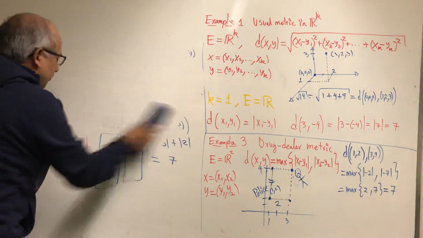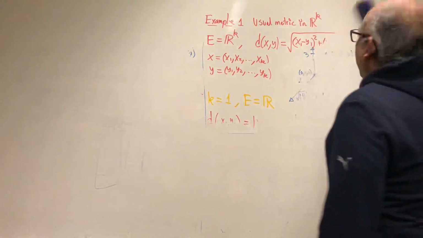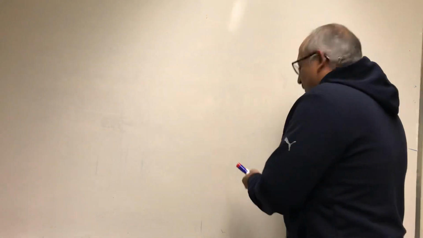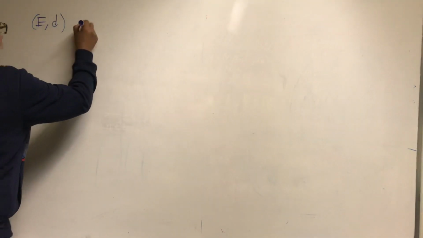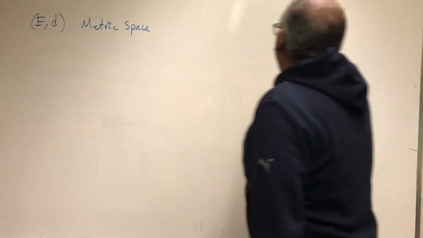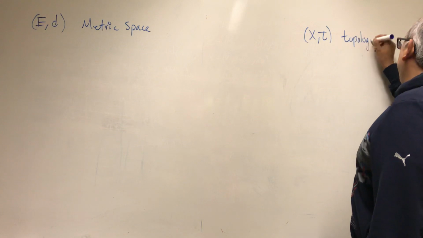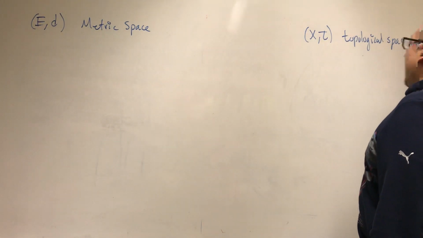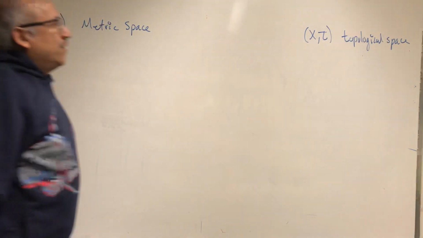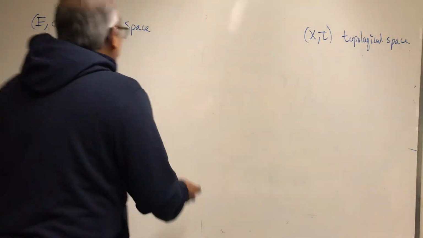So we have seen metric spaces. We saw examples of metric spaces. And how do we connect this with topological spaces? So here is the deal. These are metric spaces, and here is a topological space. How do we connect them? What is the relationship between a metric space and a topological space? I'm going to give you the secret, okay?